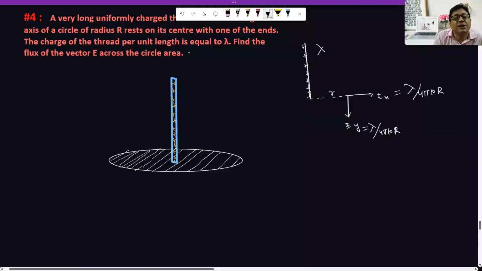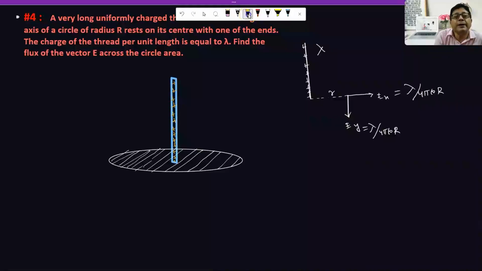So due to this charged thread also, electric field will be on this circle area. It is going in every direction. If we consider this part, it is going this way. This is an arbitrary point, say. On the whole circle area, it will happen. The electric field is directed this way. Electric field has two components. One is along x-axis. It is given by Ex equal to lambda by 4 pi epsilon0 r. Here also Ey equal to lambda by 4 pi epsilon0 r. Isn't it?